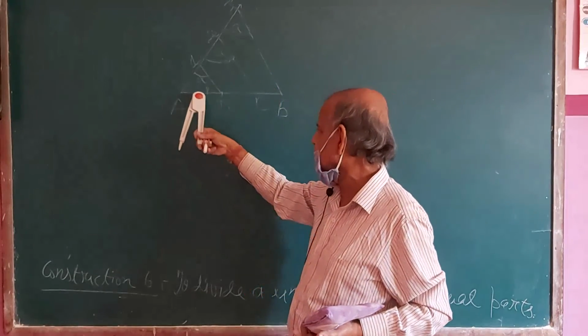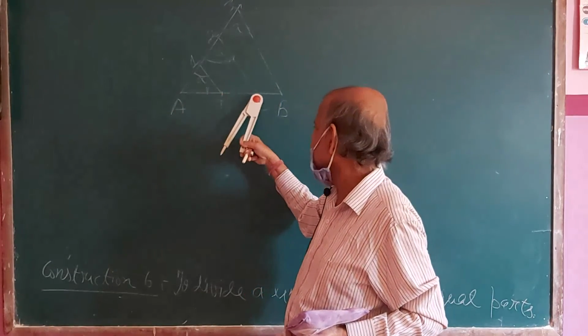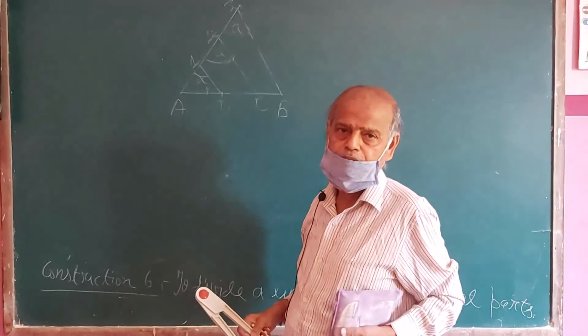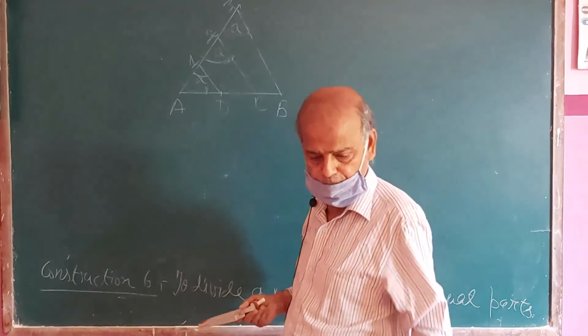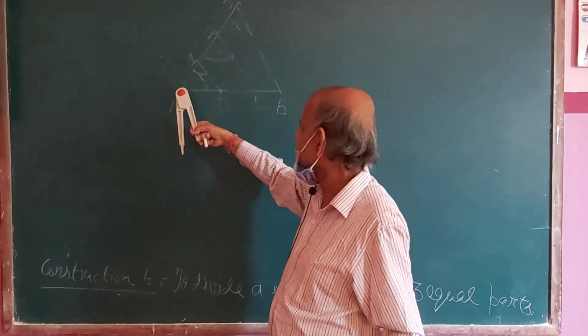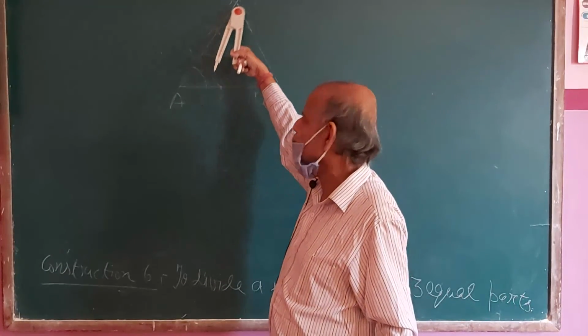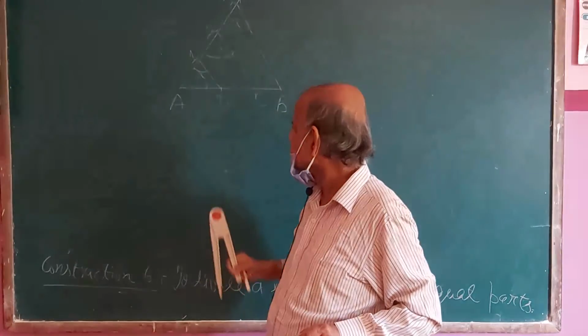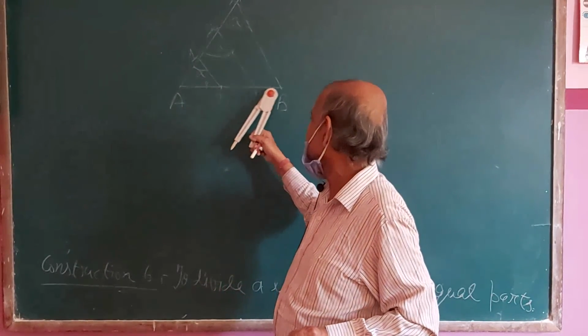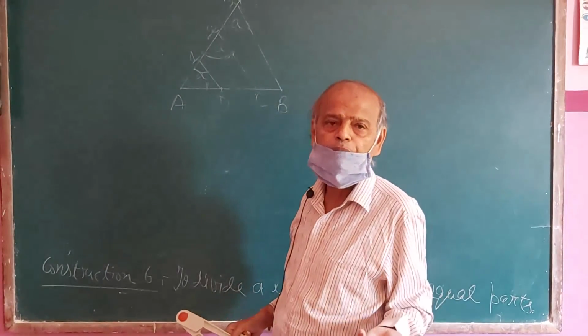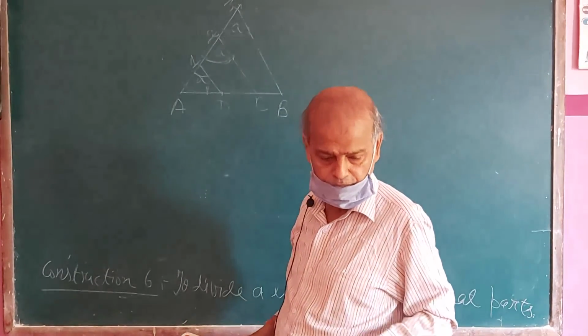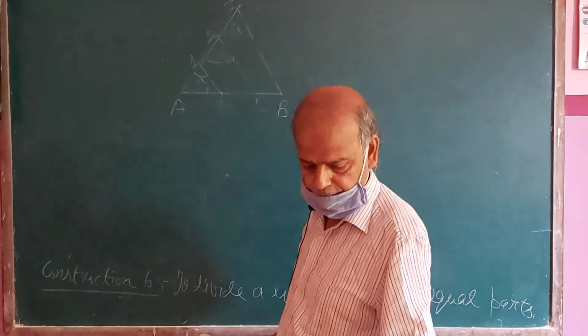This is called intercept. AD, DC, CB, they are intercepts. They will be equal. As you have drawn them equal, A1 is equal to 1, 2 is equal to 2, 3, you did it. So, this AD, DC and CB will also be equal because they are intercepts of the parallel lines.